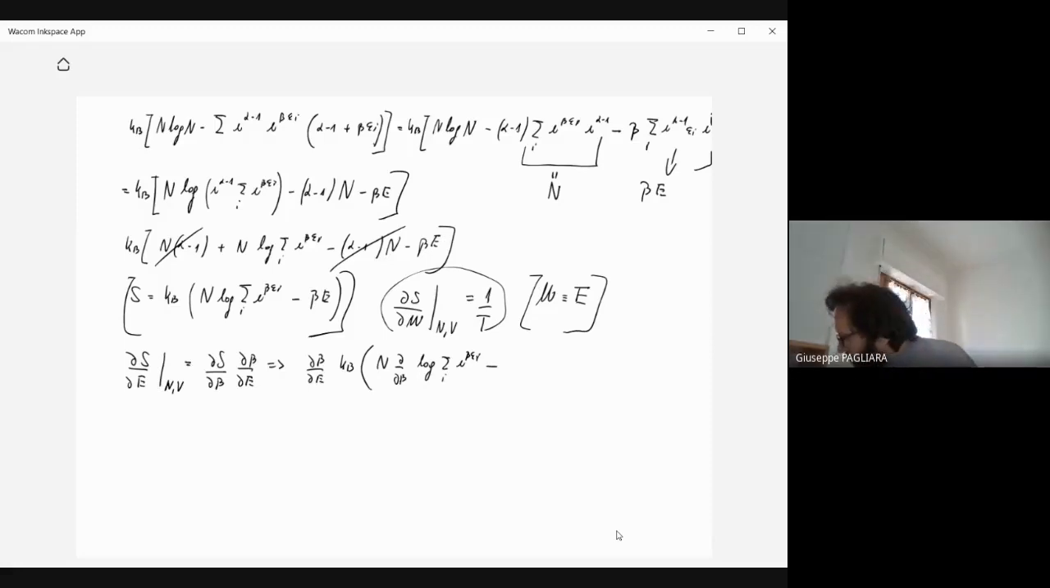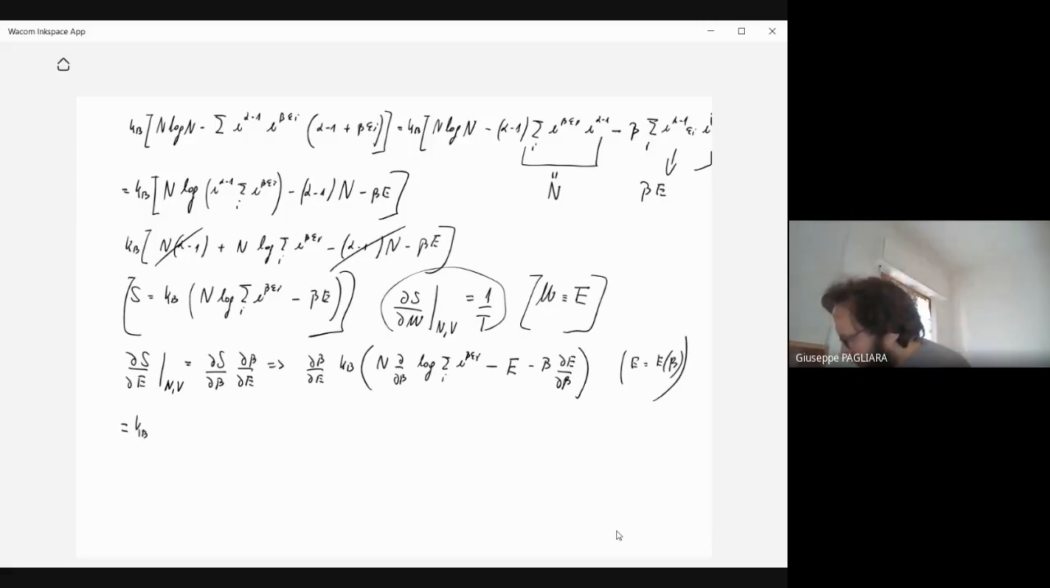Then I have a minus E minus beta derivative of E with respect to beta, because beta and E are dependent. E is a function of beta because beta is the Lagrange multiplier associated with the conservation of energy. So now I just need to do the calculation for this kB derivative.